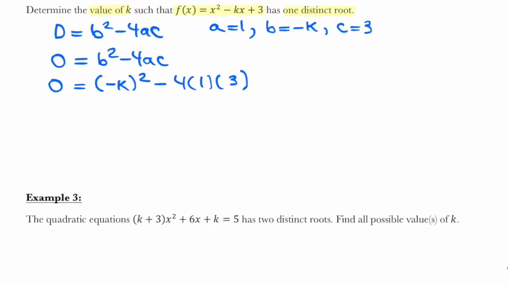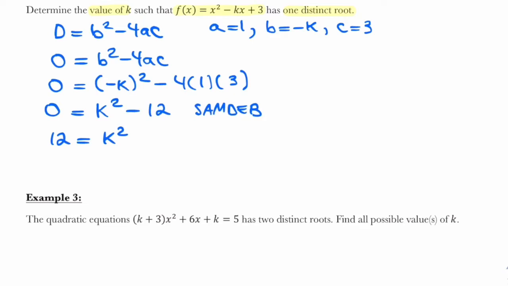So let's do that. We're going to start simplifying. That's going to give you positive k squared, and you're going to subtract from that 4 times 1 times 3, which is 12. Our job now is to solve for k. Whenever you're solving for a variable, use reverse BEDMAS, or as it's commonly referred to, SAMDEB. So we'll undo subtraction and addition first. We'll bring the negative 12 over to the left side, making it positive.